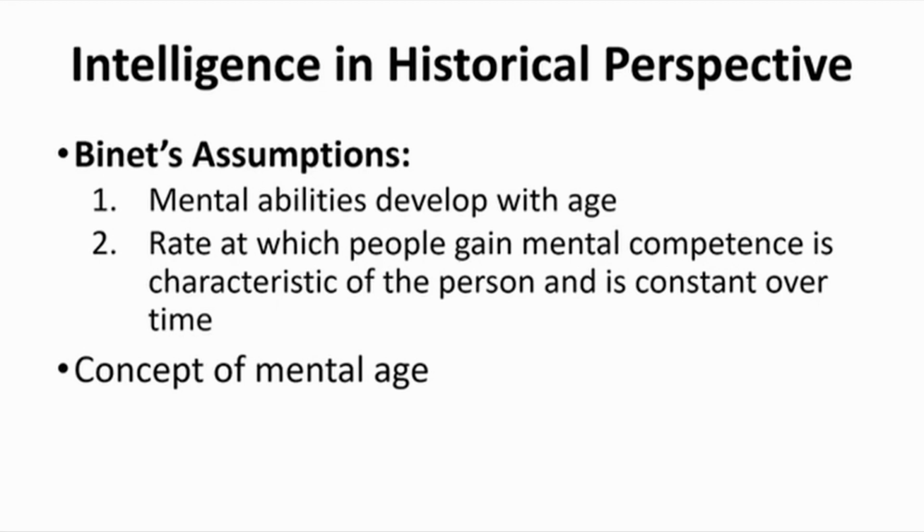Now, Binet started his work with two basic assumptions. The first of these is that mental abilities develop with age. So a 3-year-old is probably more advanced mentally than a 2-year-old. The second point builds off of this, stating that the rate at which people gain mental competence is characteristic of the person and is constant over time, which is a fancy way of saying that people are going to grow and gain in that mental competence over time, and that there should be a pretty much constant rate of change.